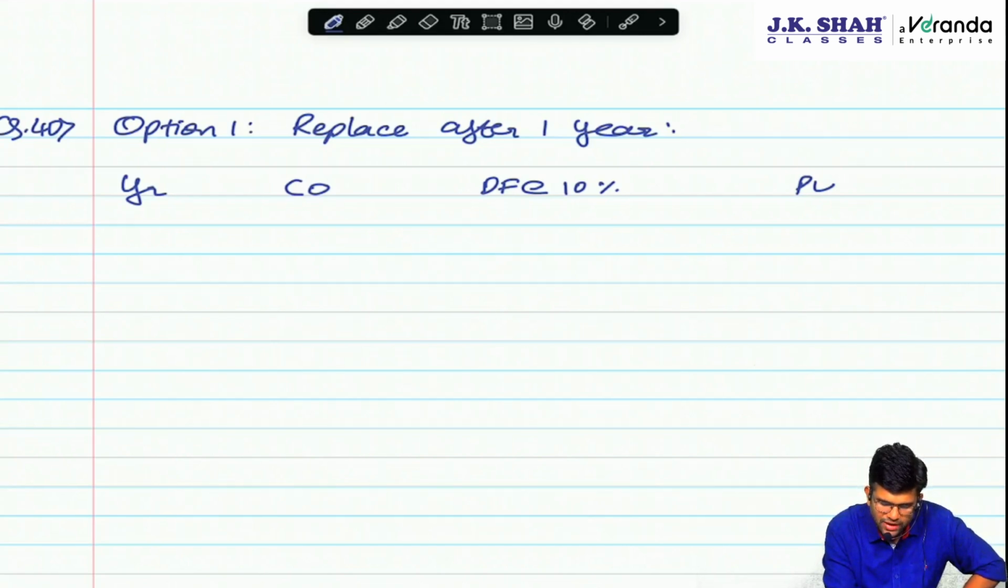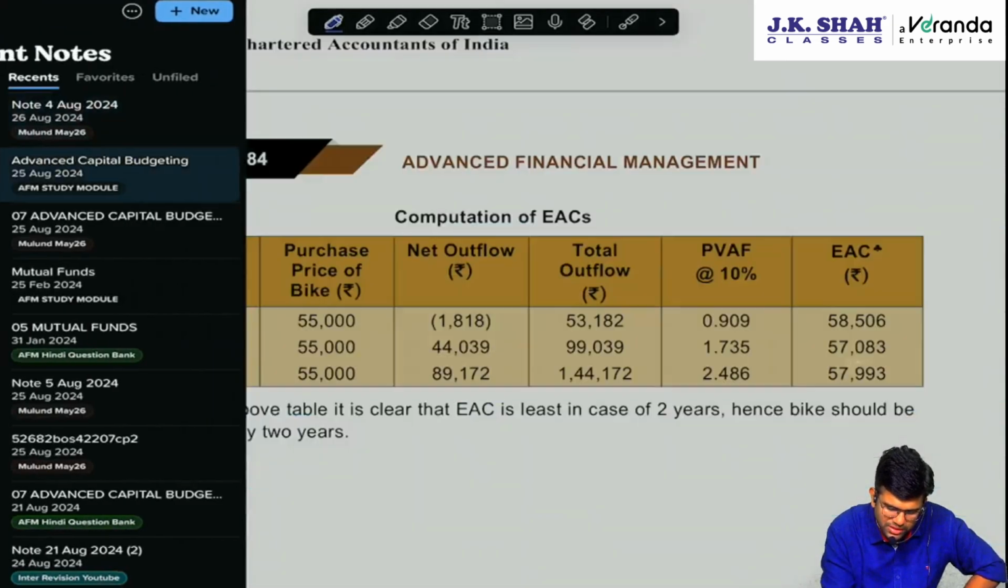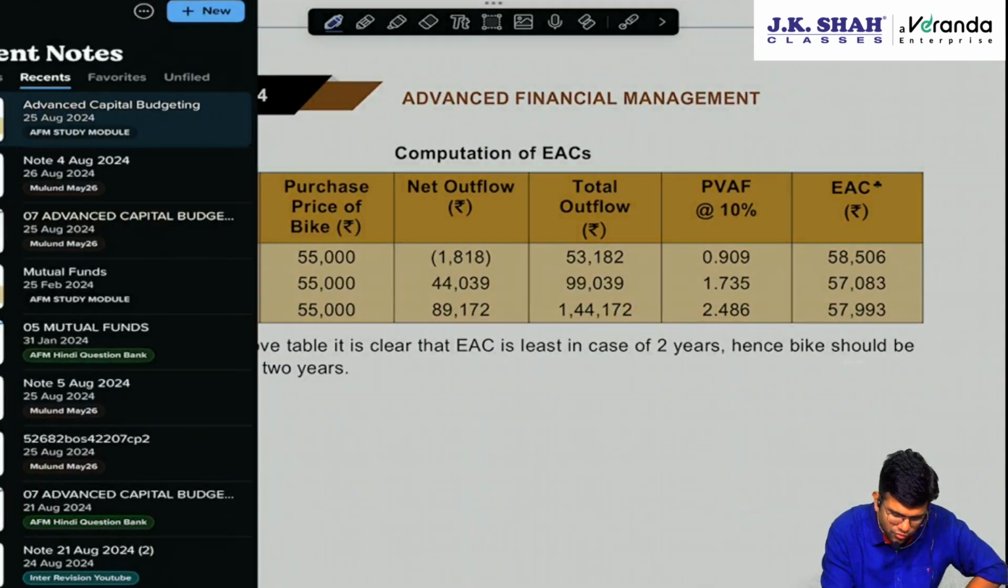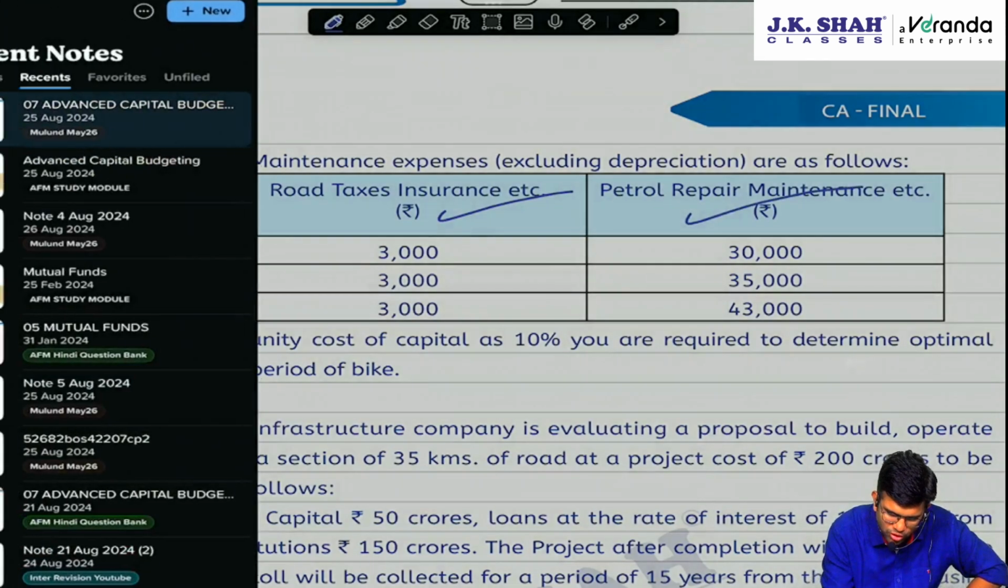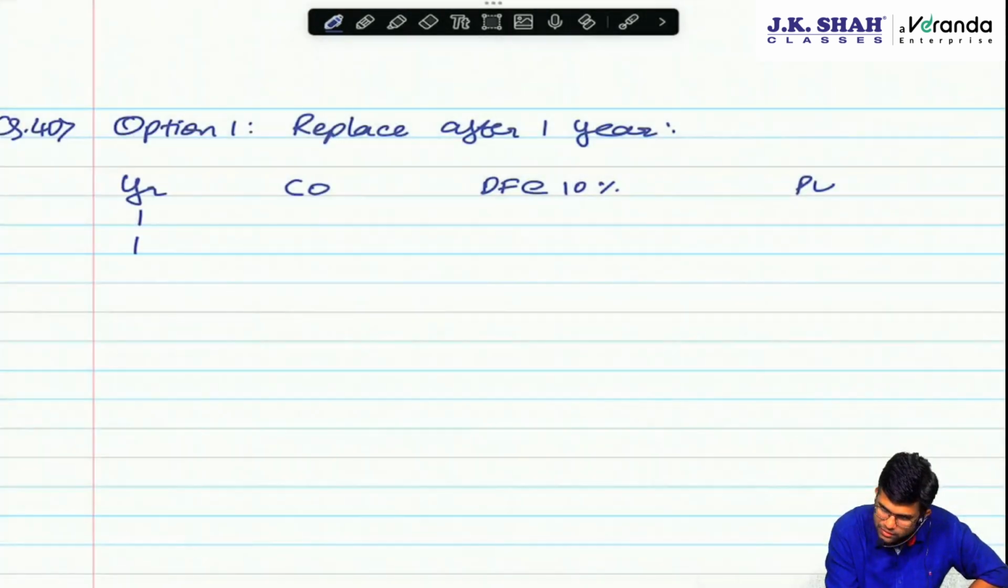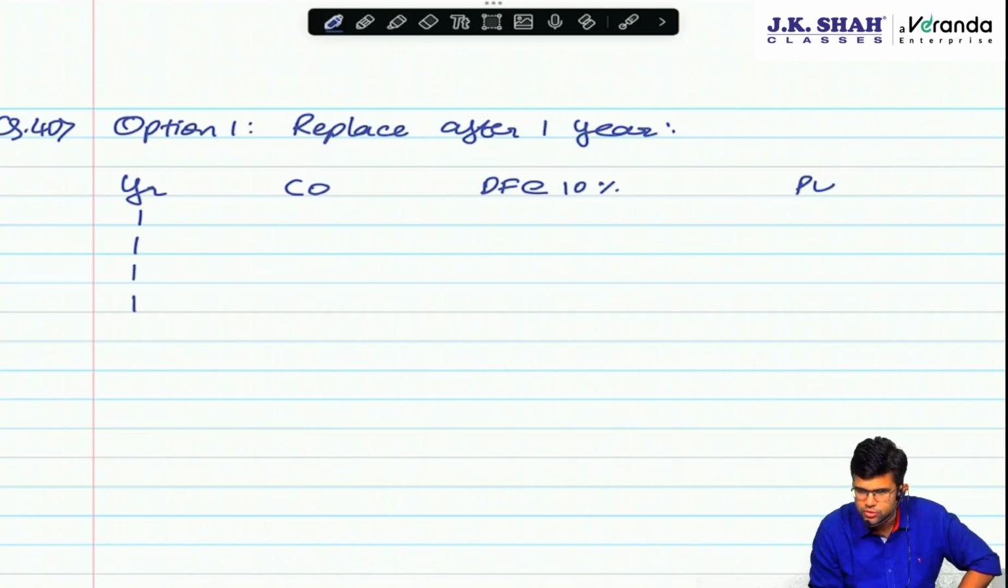Can I say you will have to incur that cost? You will have to incur road tax, insurance, petrol, repair and maintenance. These costs for 1 year you will have to incur. Apart from that, can I say you will have to then sell off the old bike, and you will also buy a new bike. I hope everyone is paying attention. Everything will happen at the end of year one.